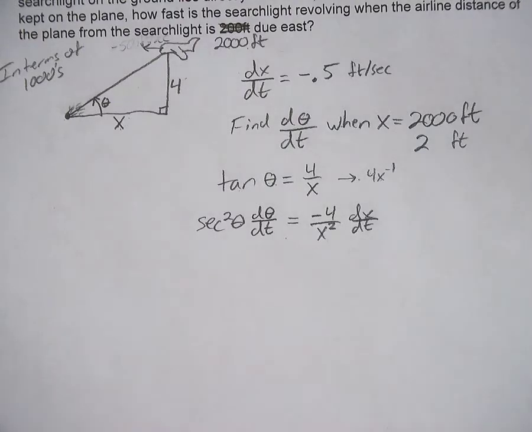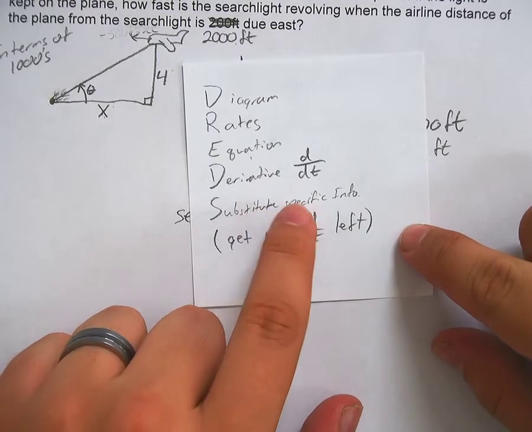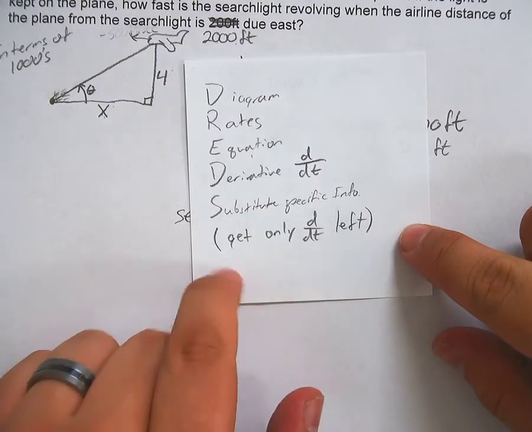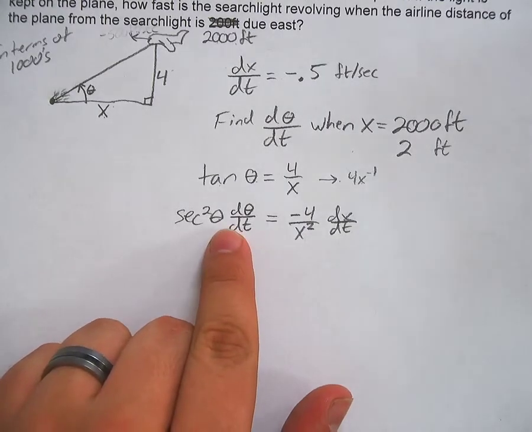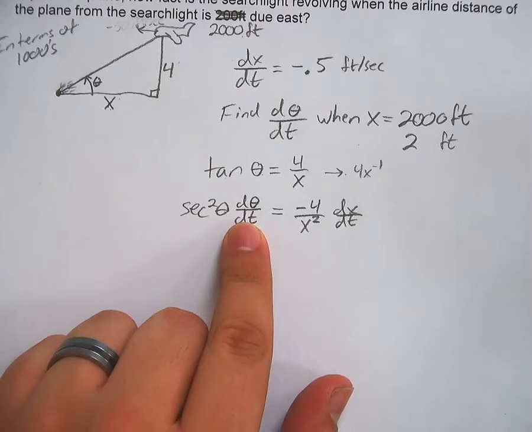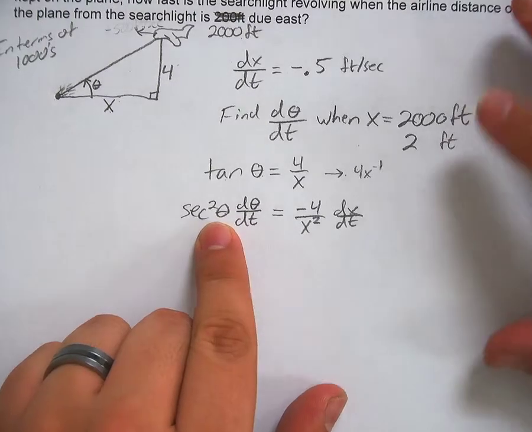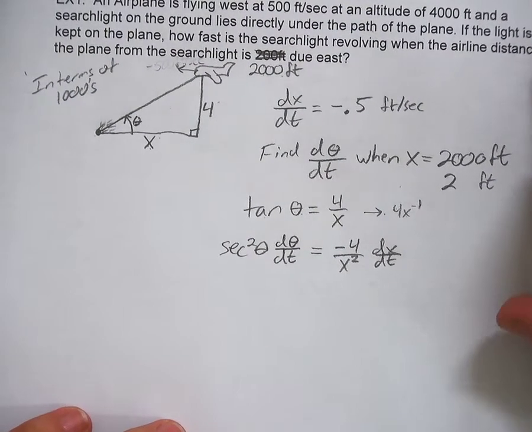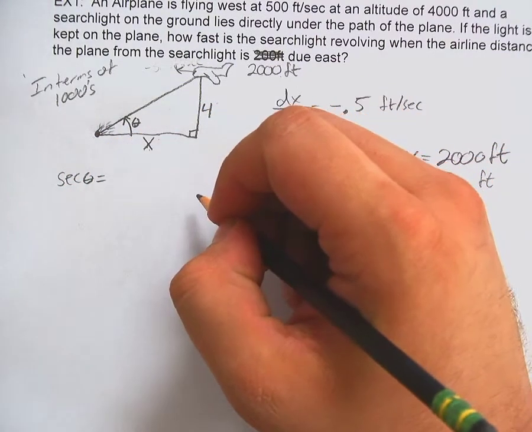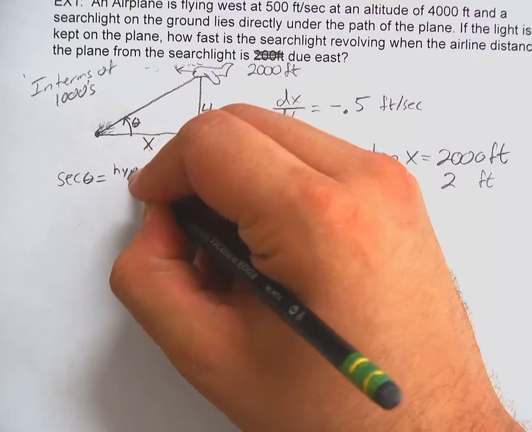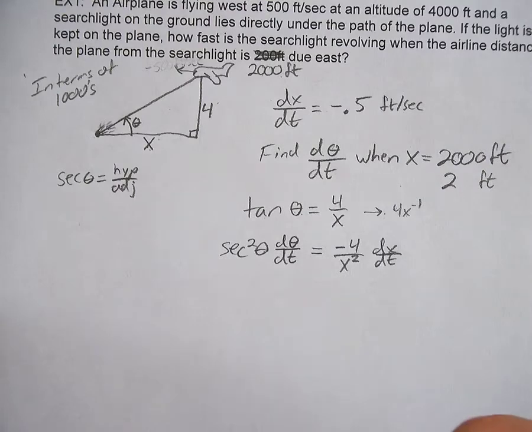Remember back for substitute specific info, we've only got one step left. Substitute specific info. I want only d over dt left. That means I want only what I'm looking for. I want d theta dt left. It means I got to figure out what secant theta is. So let's figure out what secant theta is. Now, if you'll remember, secant theta is equal to your hypotenuse over your adjacent, right? It's the reciprocal of your x value.